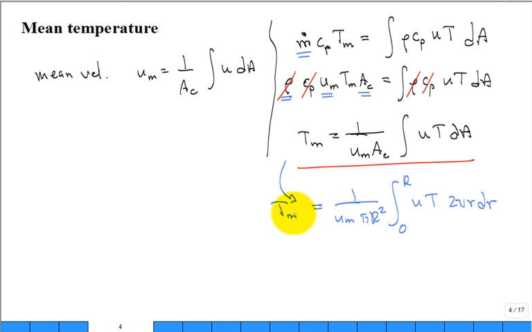But this is the best place to stop. It's the equation for the mean temperature. There's a number of different names for this mean temperature. Sometimes they'll talk about the bulk temperature, or sometimes they'll talk about the mixing cup temperature.